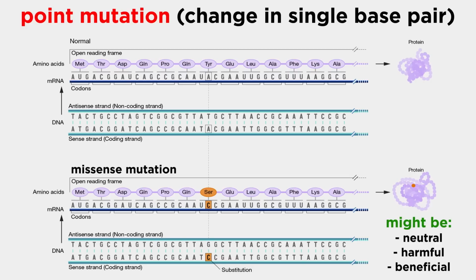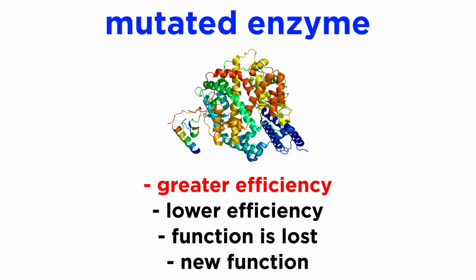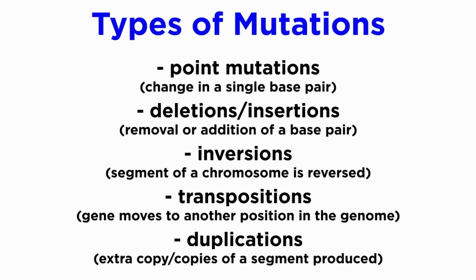Most are neutral, many of the rest are harmful, and some are beneficial. It depends on whether any of the amino acids in the resulting protein change, and how that affects the function of that protein. If it's an enzyme, it could function more efficiently, or less, or it could lose function, or even change functions if several mutations accumulate. We have to understand some other types of mutations that can occur.